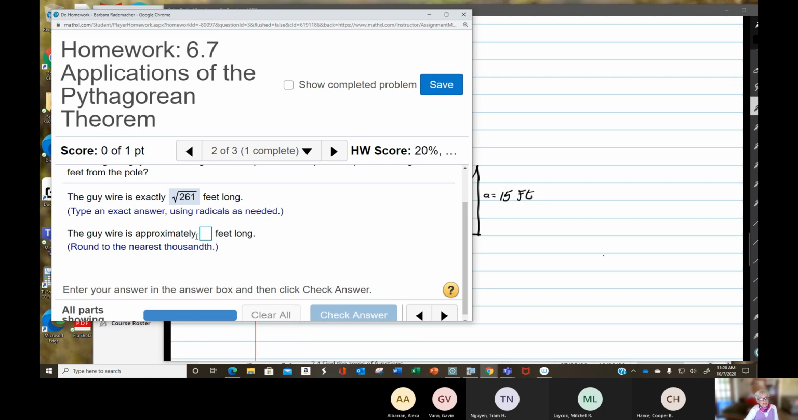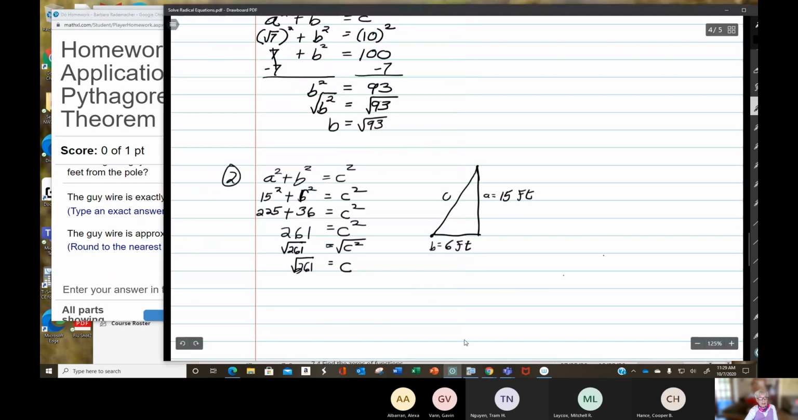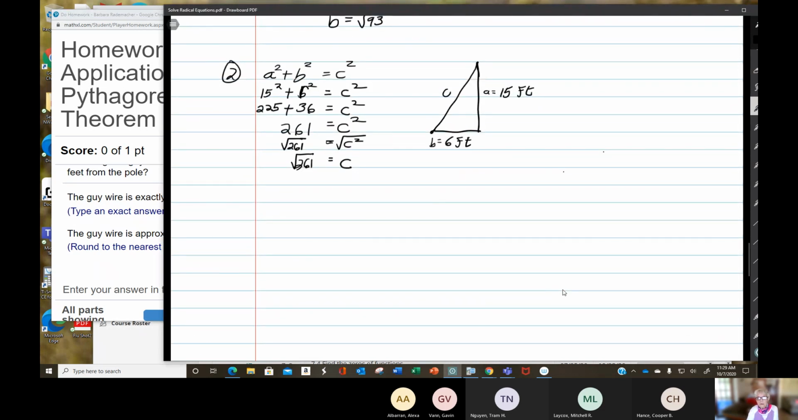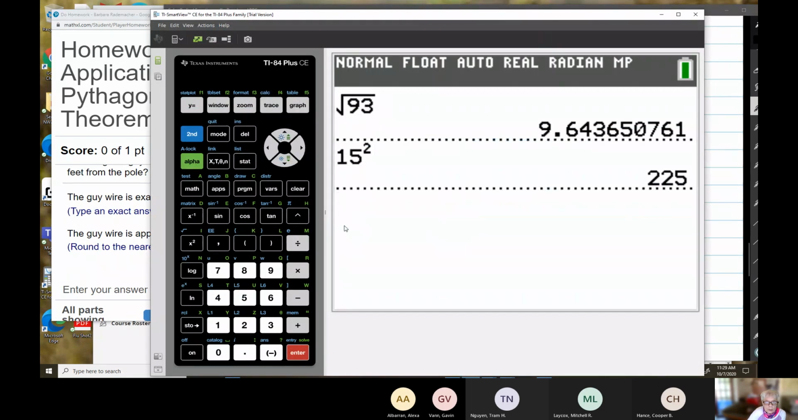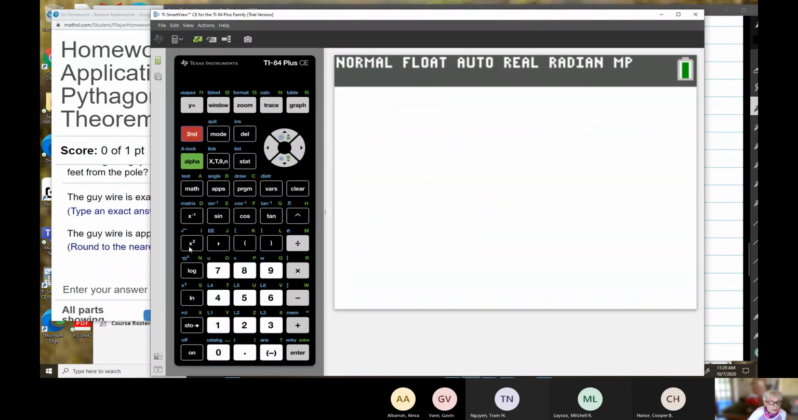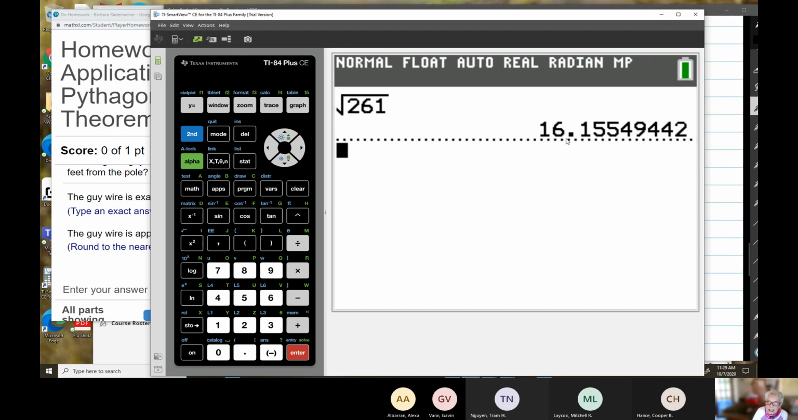Okay, the guy wire is approximately, round to the nearest thousandth. What's that? 3 decimal places. So round to the nearest thousandth. I'll take the square root of 261. Clear, the square root of 261. Enter.